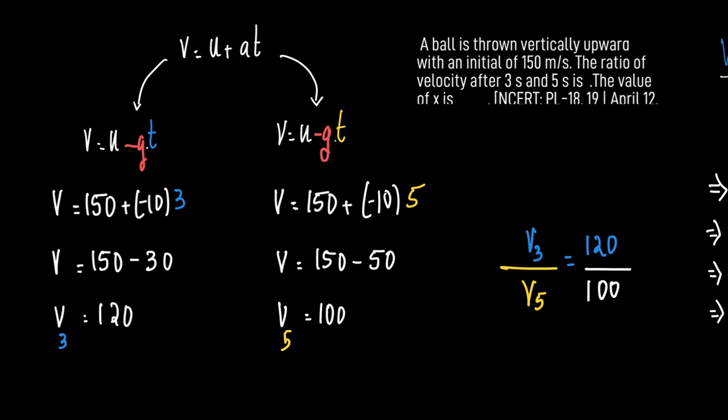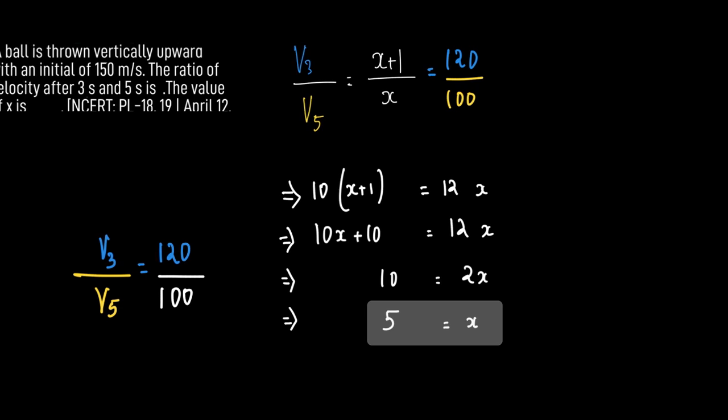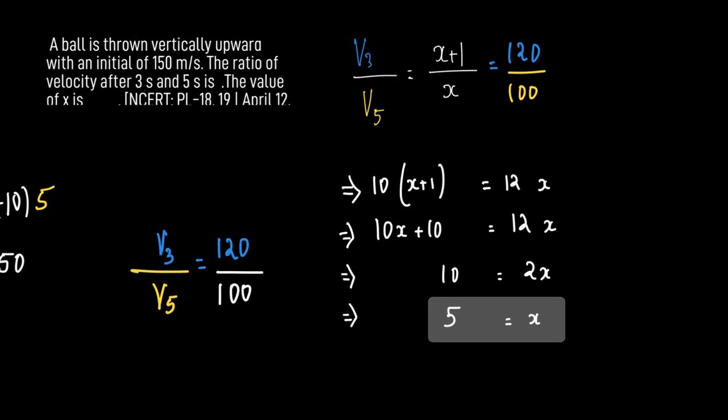So we got two values: v3 over v5 is equal to 120 over 100. Now, it is given in the question that this ratio is equal to (x plus 1) by x. So (x plus 1) by x is equal to 120 by 100, which is 12 by 10. Therefore, 10 times (x plus 1) is equal to 12x. 10x plus 10 is equal to 12x, and therefore 2x is equal to 10. Therefore, x is equal to 5. The value of x is 5.